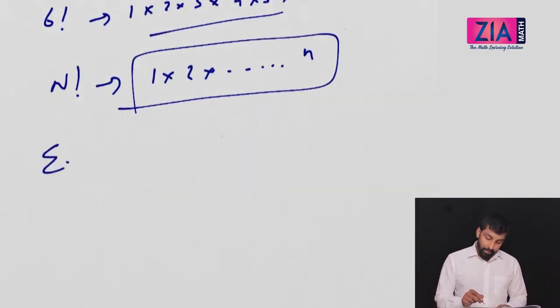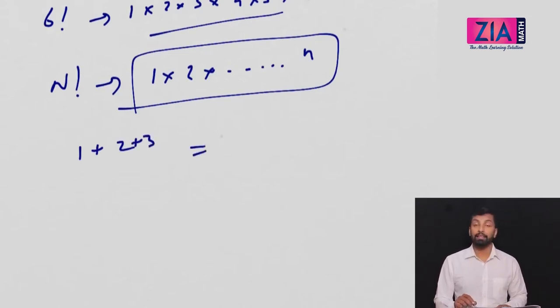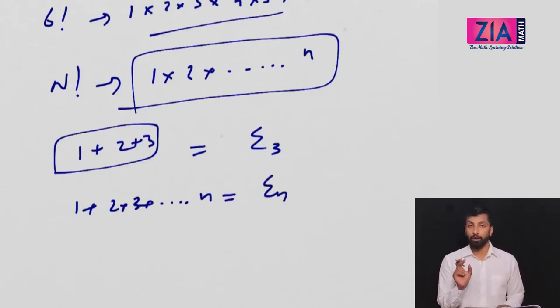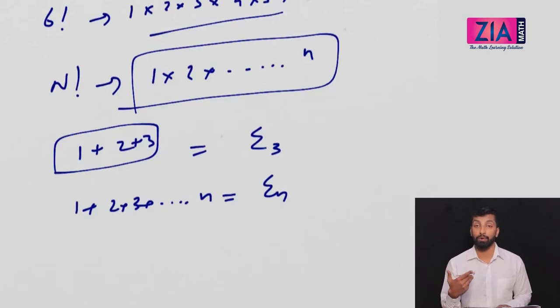So what if instead of the product, I take 1 plus 2 plus 3? This is the sum of the first 3 natural numbers, right? We call it sigma 3. If it is 1 plus 2 plus 3 plus and so on up to n, we call it sigma n. So what is factorial? The product of the first n consecutive natural numbers. What is sigma n? The sum of the first n consecutive natural numbers. Now let's see the applications and various questions from factorials in this session, and sigma n in the next session, because sigma n is very interesting and the examiner used to ask questions from sigma n. So let's start off with questions from factorials in this session.